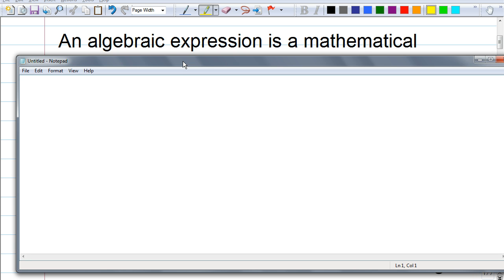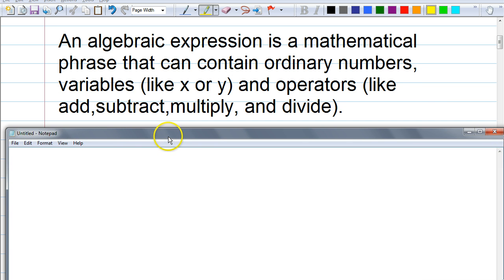So the way we define this is this. But what about 5? Is that an expression? We'll answer that right after I give you the definition. An algebraic expression is a mathematical phrase that can contain numbers, variables, and operators. It says "can contain." Does that mean it has to contain all these things? No. Okay, let's write this down.